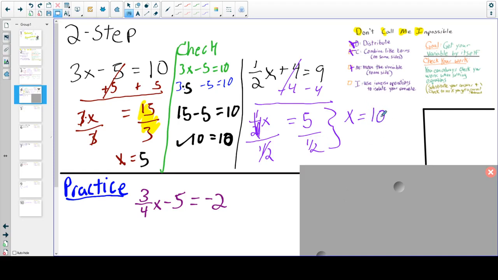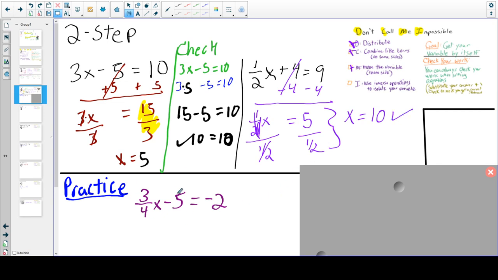Now, I challenge you. Why don't you substitute this back into your equation and see if you get the right answer? Well, 10 times 1/2 is 5. 5 plus 4 is 9. So 9 equals 9. So this must be correct.